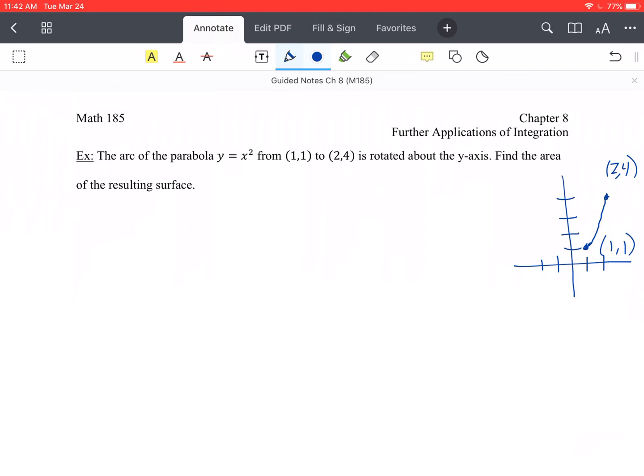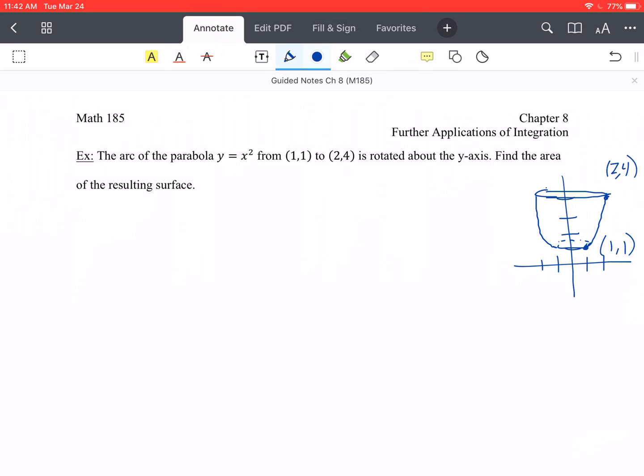And the parabola that connects them. And we rotate, like something like that. Maybe a little more spread than that. Okay. So this is the solid that we're trying to find the surface area of.